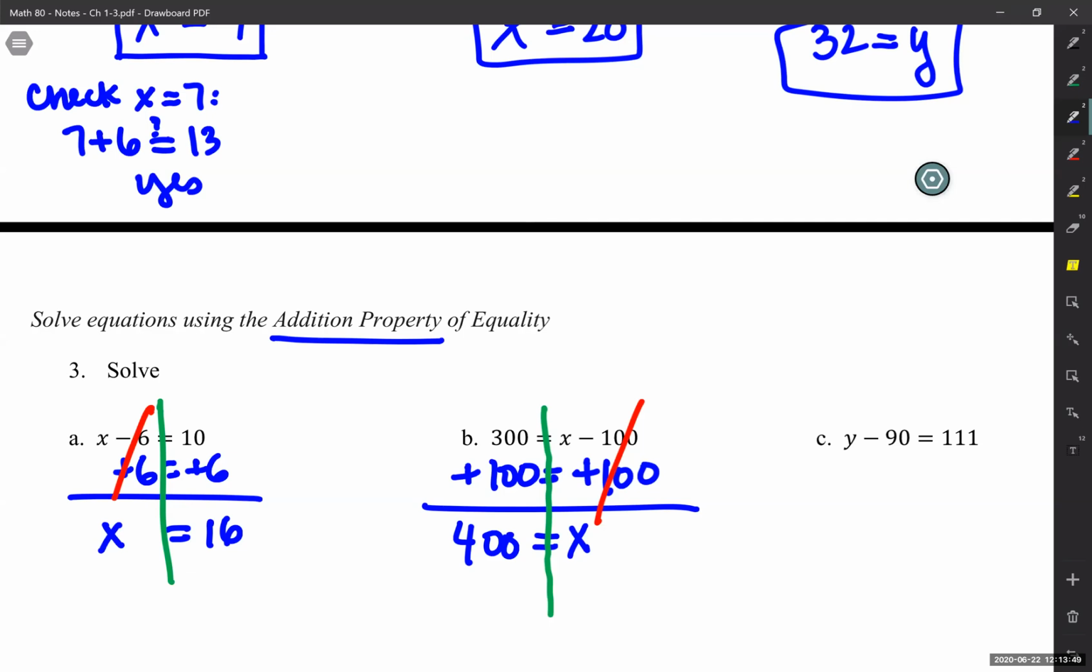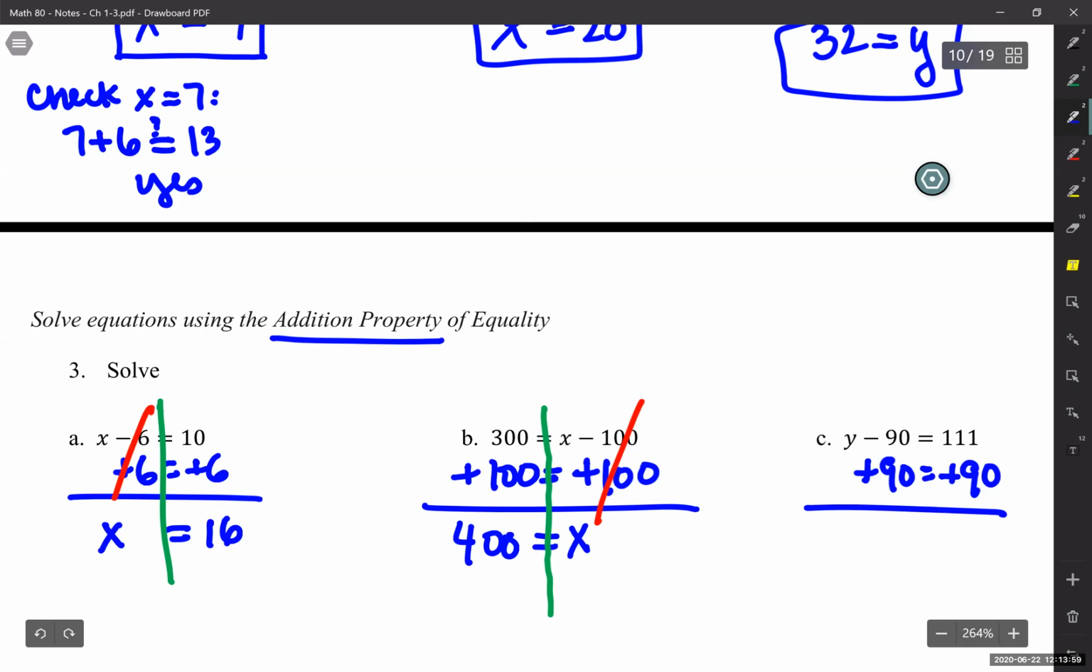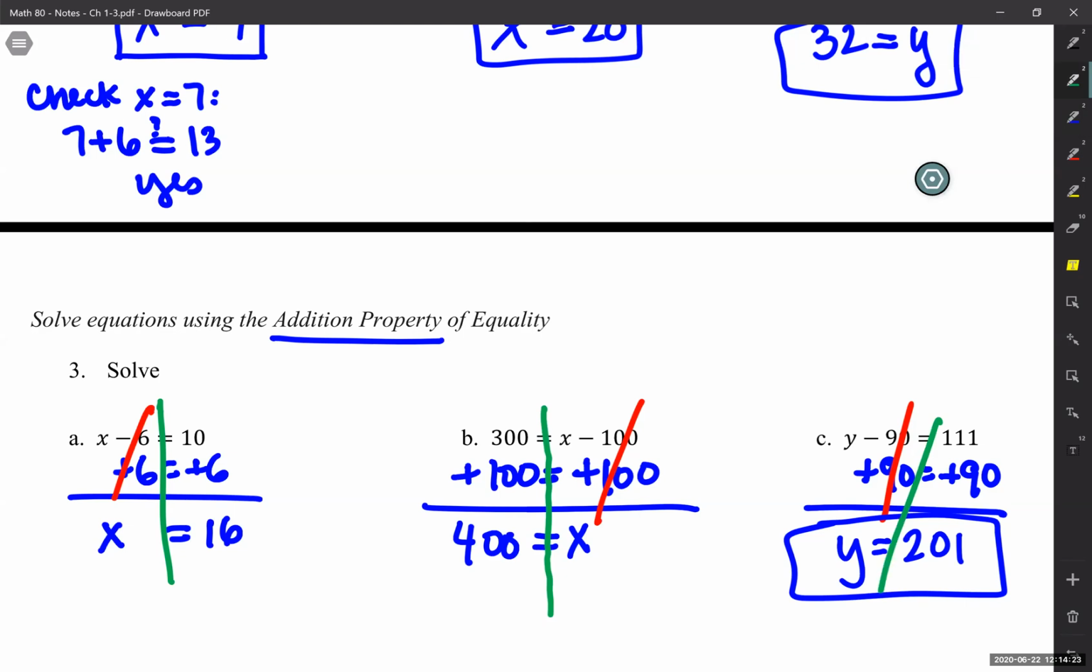So finally, we have y minus 90. So what I'm going to do is add 90 to both sides. Notice my zero pair, and that leaves us with y equals 100. Oh no, it doesn't. It goes over 100, so it's going to equal 201. Again, as best I can, I'm leaving those equal signs. They're a little crooked, but for the most part, I have my equal signs lined up.